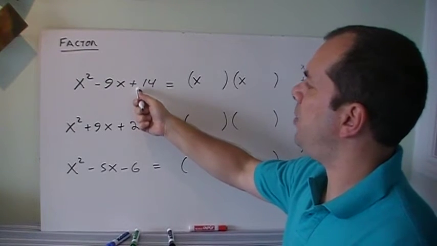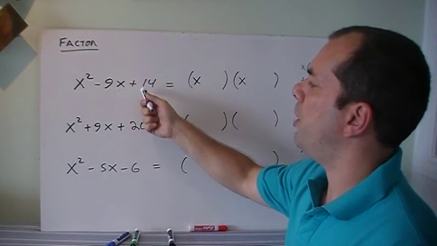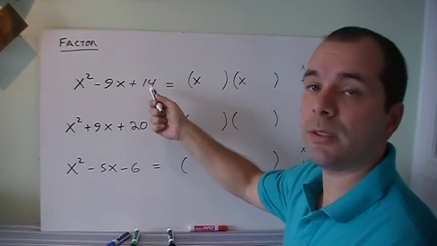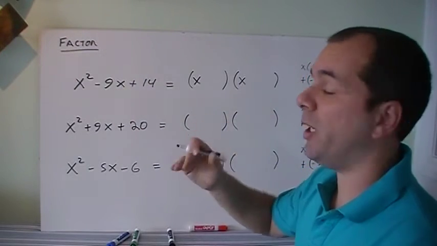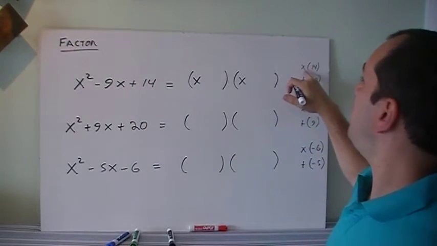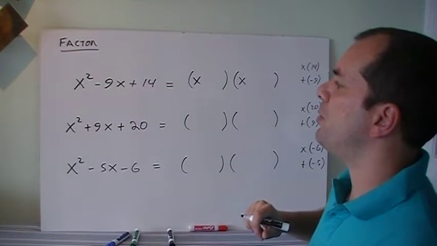I see that that's a plus and that's a minus. So if I remember correctly, they must both be negative numbers. So when I multiply them, it's 14. When I add them, it's negative 9. So keeping that in mind, I'm looking for two numbers that multiply to 14 and add up to negative 9. What would those two numbers be?